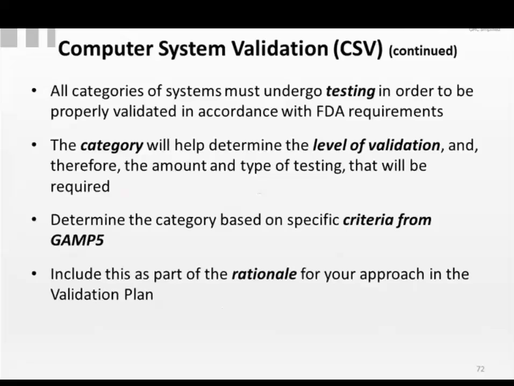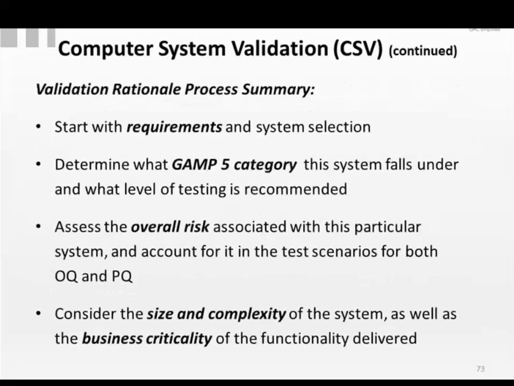Every category has to undergo some level of testing, and you should figure out, based on size, complexity, business criticality, risk, and GAMP5 category, how much testing you should do. Your validation plan should have a rationale explaining the level and type of testing you're going to do based on those 5 factors. So you start with your requirements, determine the category, assess the overall risk, look at size, complexity, and business criticality, and come up with a rationale for validation testing.